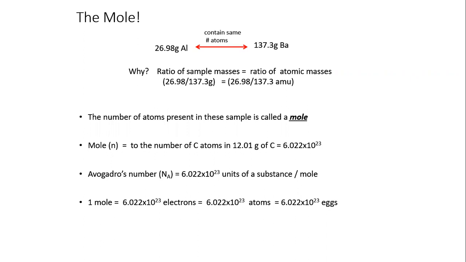symbol. So if you look right now at a periodic table, depending on which one, it'll be close. They may round, but for aluminum, you'll see it's 26.98. For barium, it's 137.3. And so within that mass of aluminum and barium, they have the same number of atoms. And whether we're talking about masses or atomic masses, it has the same ratio as well. And so the number of atoms that are present in 26.98 grams of aluminum or 137.3 grams of barium is called a mole. And so a mole is the SI unit for amount.